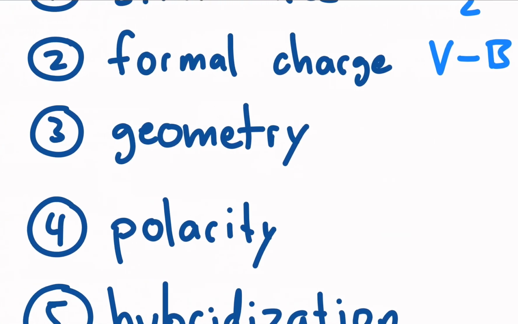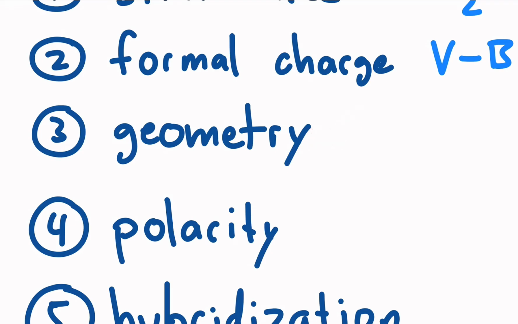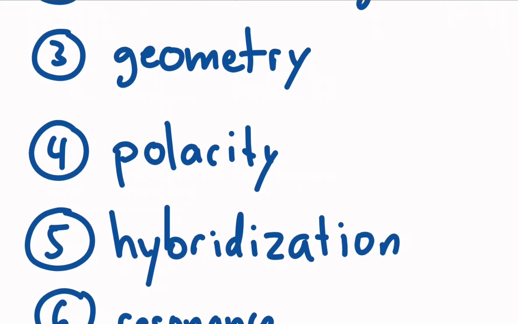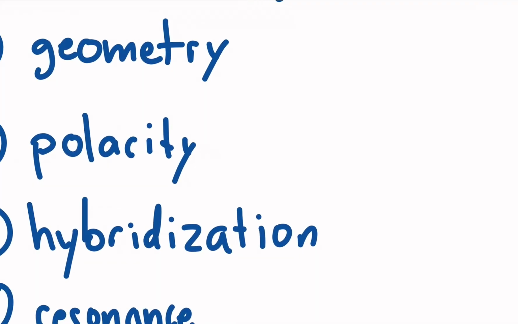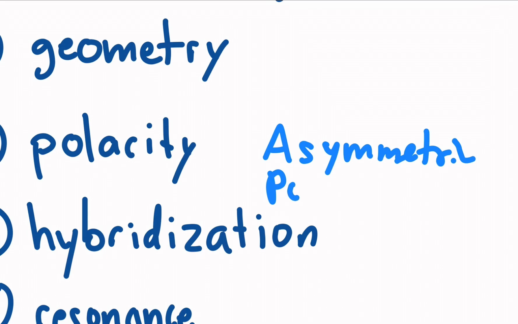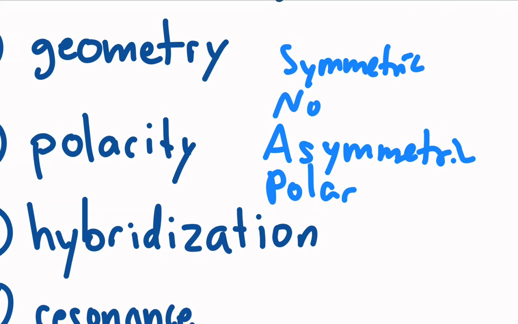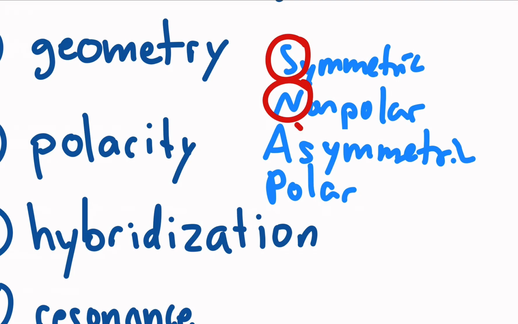So, you should be familiar with those geometries, and we'll see some examples with that. That leads right into polarity. A molecule is polar if it has an asymmetric distribution of charge. If it's asymmetric, it is polar. However, if it's completely symmetric, then it's nonpolar. And you can remember that with the acronym SNAP: symmetric, nonpolar, asymmetric, and polar.